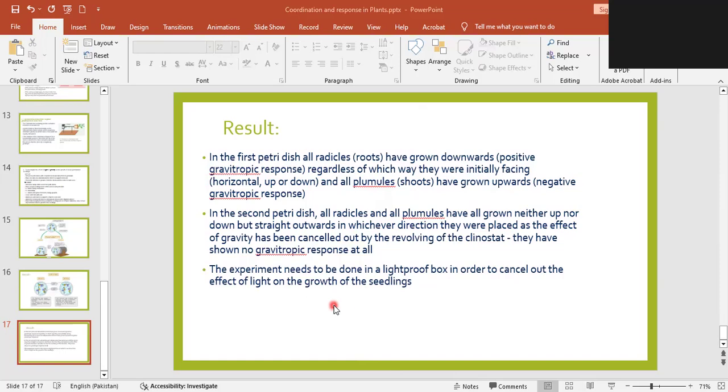Okay, this is about the three important investigations which are usually asked in the examination.